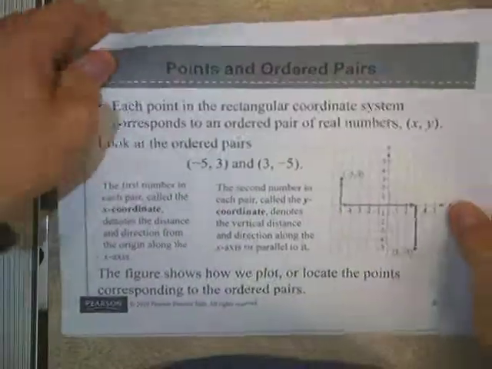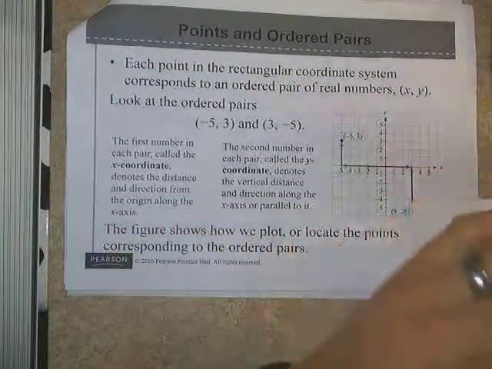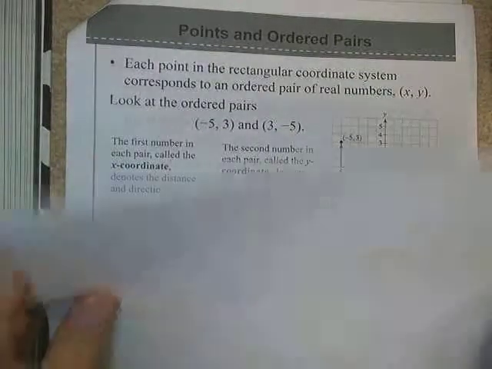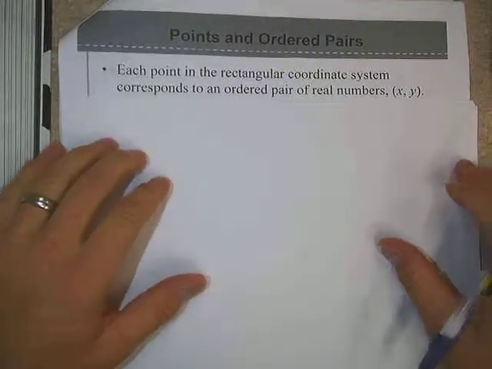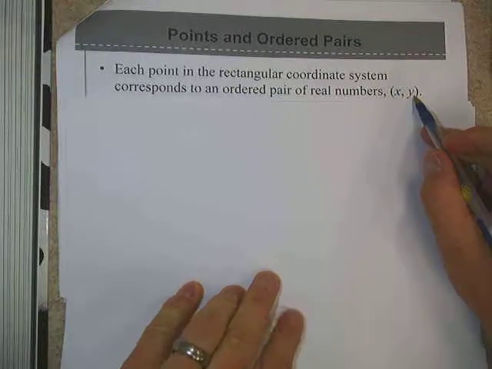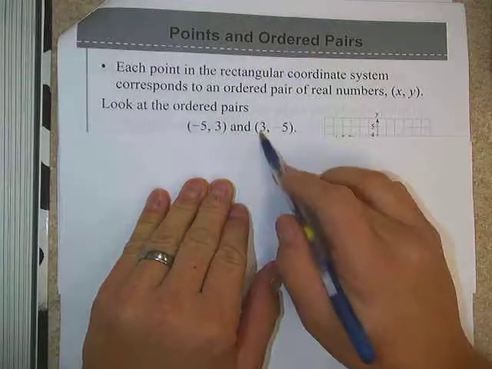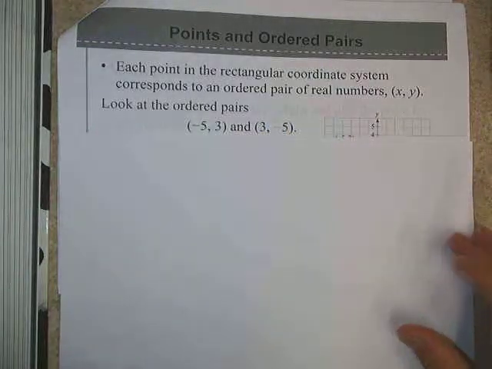Now, what we're going to do is take a look at a couple of ordered pairs, okay, which are going to give us locations on the coordinate plane. Okay. So each point in the rectangular coordinate system corresponds to an ordered pair x, y. Okay. X first, y second. Okay. We're going to look at these two ordered pairs. We have -5, 3, and then 3, -5.